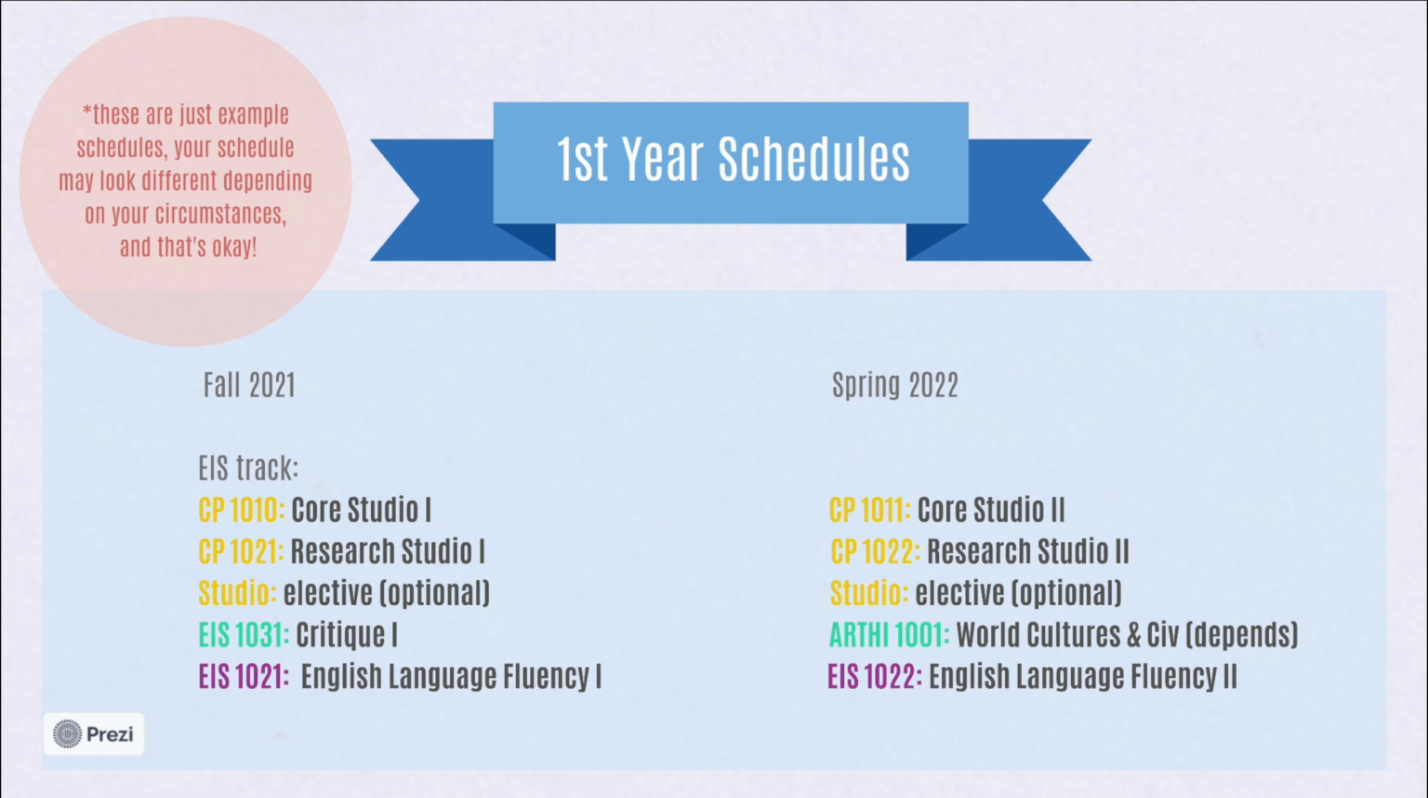This is an example of a student in the English for International Students, or EIS track. They were placed in EIS Critique 1 and Fluency 1 this term and will enroll in EIS Fluency 2, and depending on what the EIS department determines, potentially Art History 1001 next term.